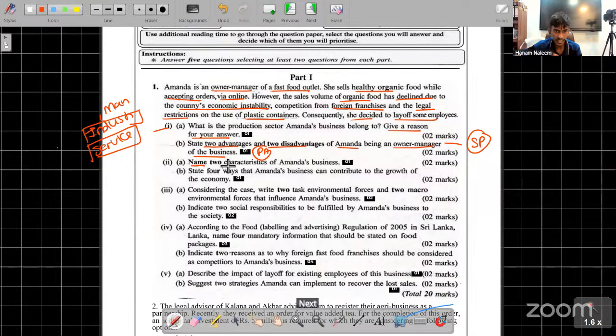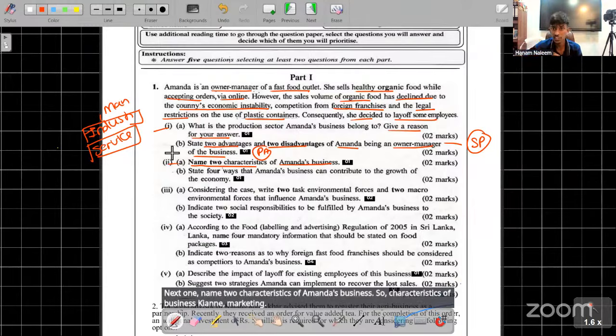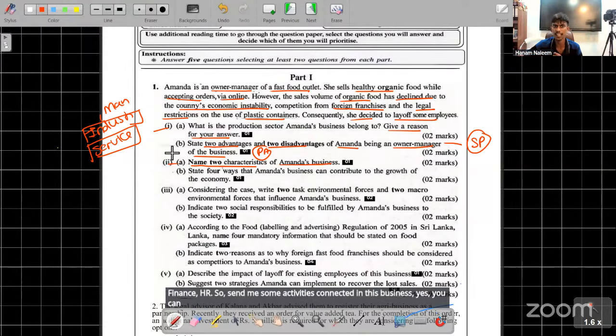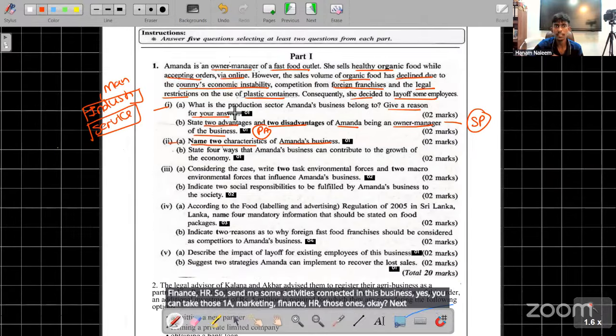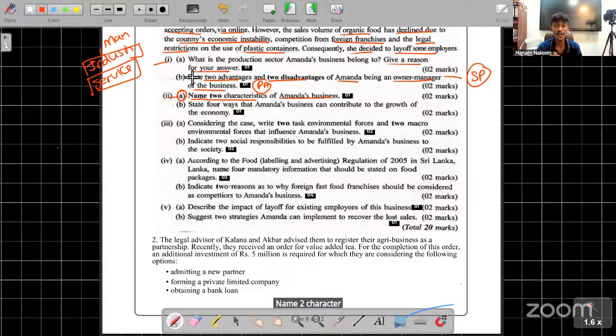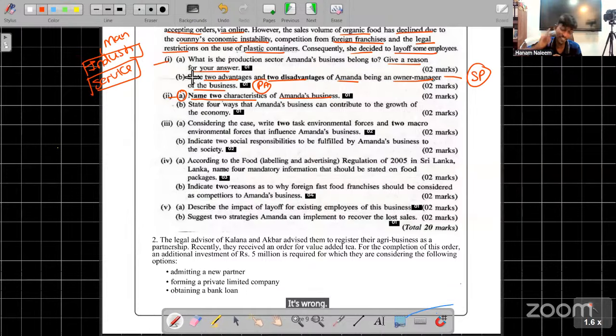Next one, name two characteristics of Amanda's business. So what are the characteristics of business? Marketing, finance, HR. So some activities connected in this business. Yes, you can take those. Next. Is that correct? What did I say? Name two characteristics? No. Those are not characteristics. They fall under what? It's wrong. Why is it wrong? They fall under functions. Good.